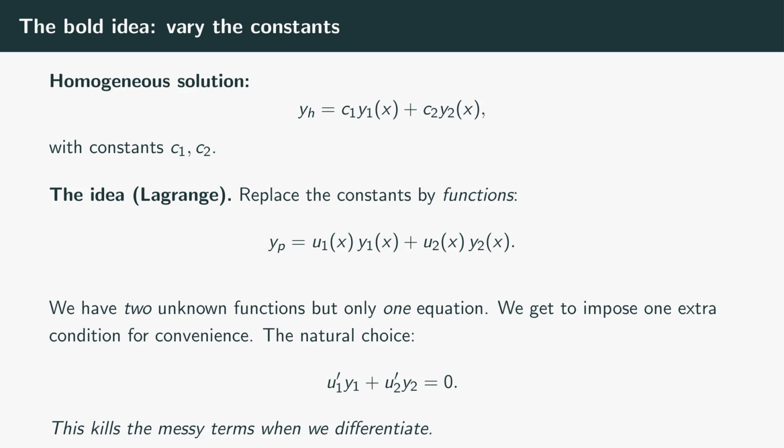u2 to be determined. Now we have two unknown functions, but the differential equation is only one equation, so we are free to impose one extra condition of our choosing. The clever choice, the one that makes the whole method work, is to demand that u1 prime times y1 plus u2 prime times y2 equals 0. That single condition wipes out a pile of messy terms the moment we start differentiating, and it leaves us with a clean system. Let's turn the crank.